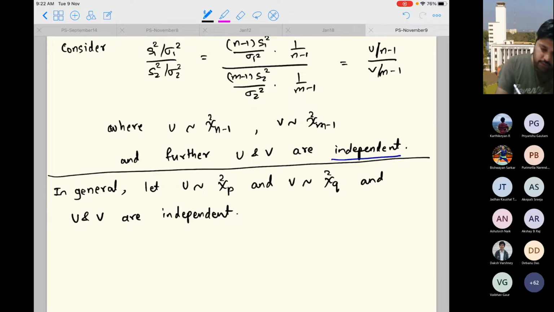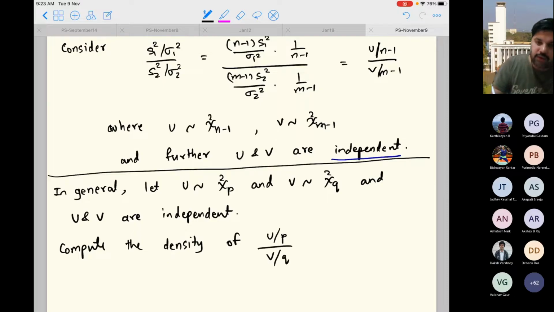Then compute the density of the random variable (u/p) divided by (v/q). That is the density that you want to compute. So what are we going to do? We are going to do the exact same thing that we did for the T density. What did we do for the T density? We considered u and v, took the joint density of u and v, did some transformation, and after the transformation, we integrated out one part so that the remaining marginal density was the density we were trying to find. Exact same logic we are going to apply here.